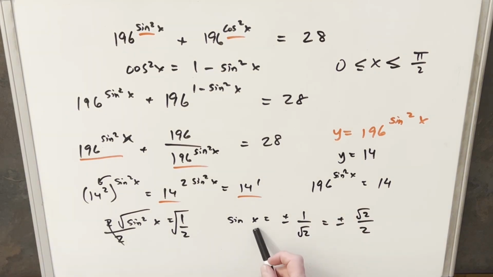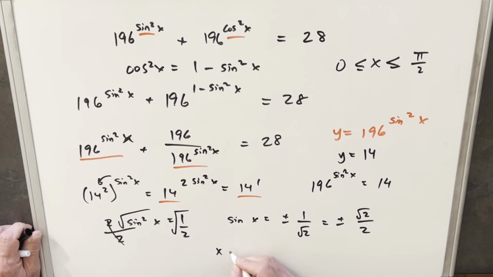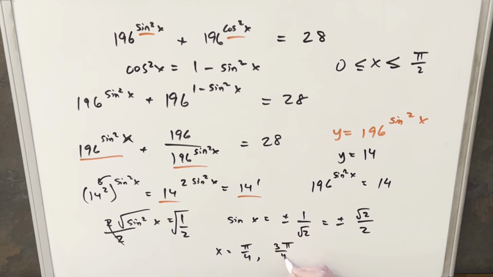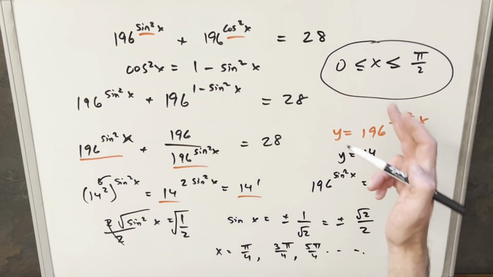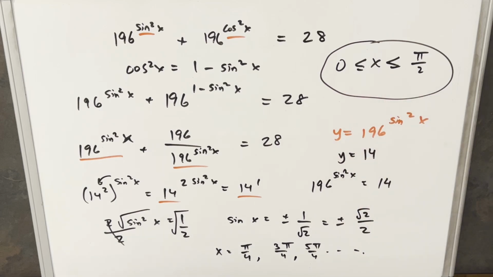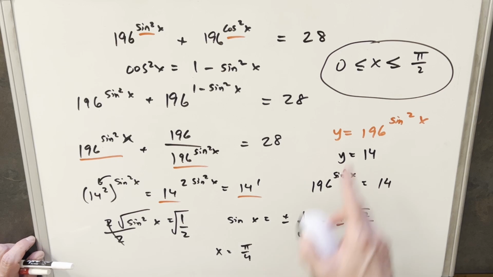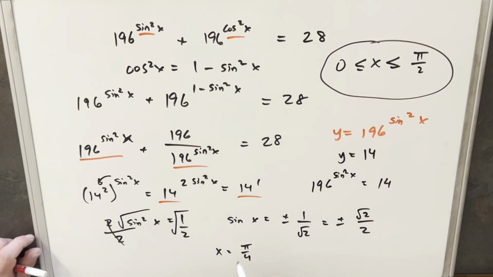Now we just need to find out what angle x needs to be that's going to give us plus or minus square root of 2 over 2. Well, of course, we could have x equals pi over 4, but notice this equation has multiple values, okay? So 3 pi over 4 works, 5 pi over 4 works, because that gives a minus square root of 2 over 2, etc. But the key thing here is we have this restriction. We just want the angle between 0 and pi over 2. So that means we can get rid of all these other options. The only angle that's going to work in that range is just x equals pi over 4.